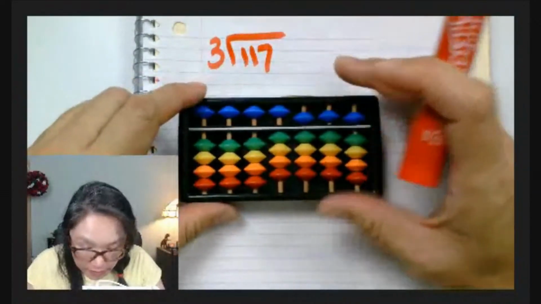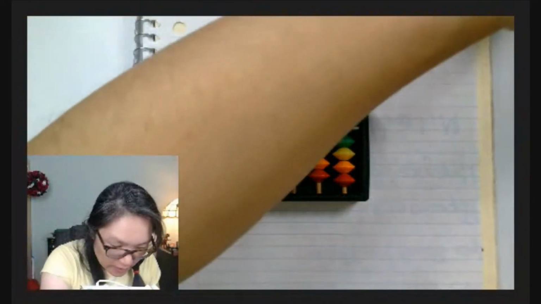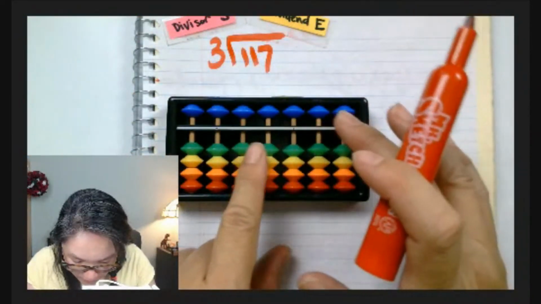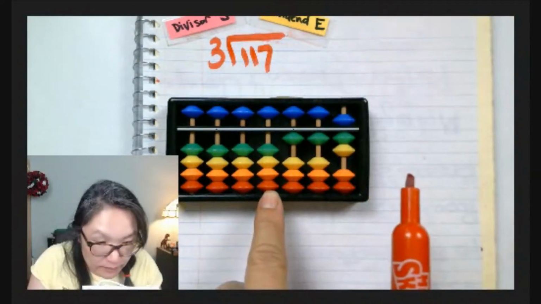So now what are we going to do? Same thing. We have our divisor and our dividend. And then we're going to lock our dividend, 1 1 7.